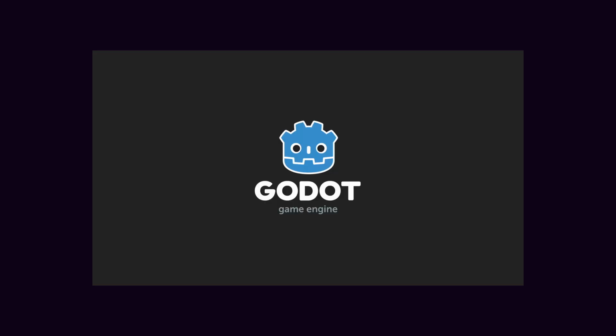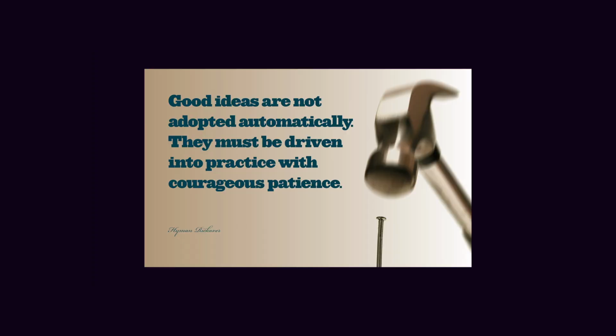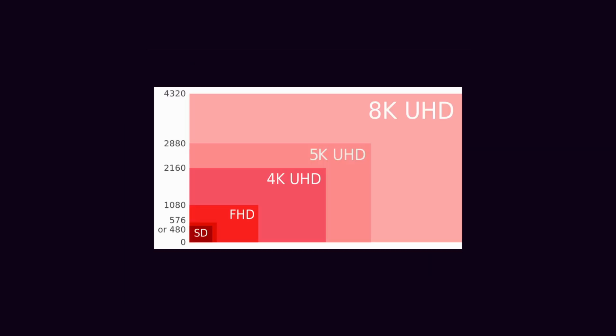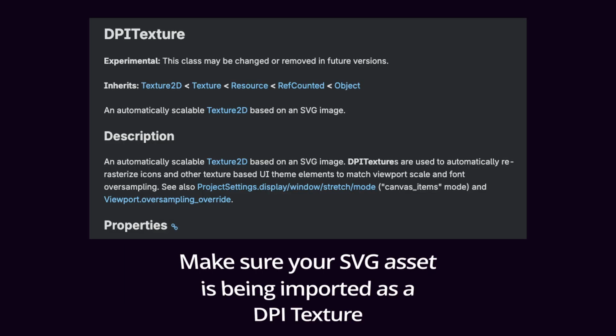Today I'm going to show you how to use vector as sprites in Godot and how to make a game automatically scale them to any display resolution. First, make sure your SVG asset is being imported as a DPI texture.